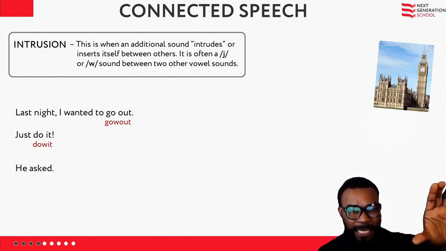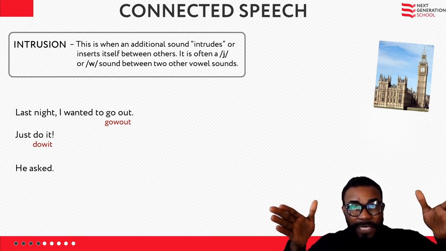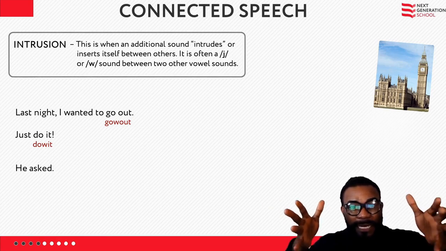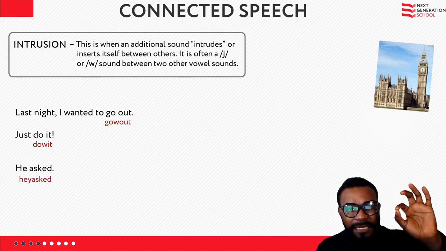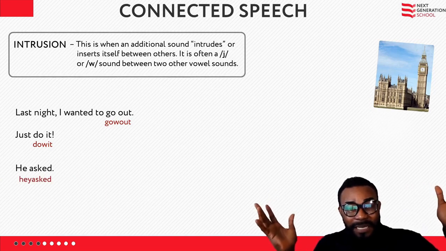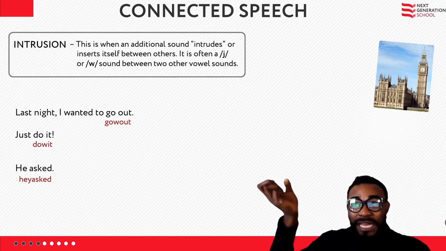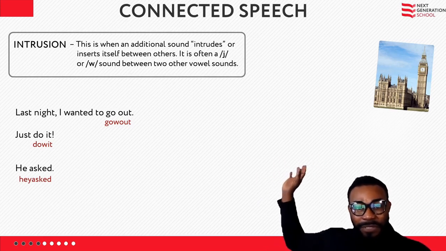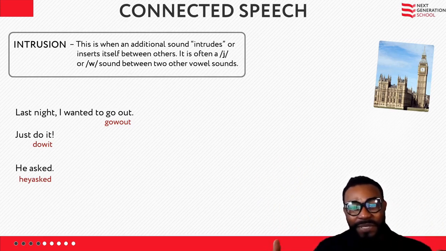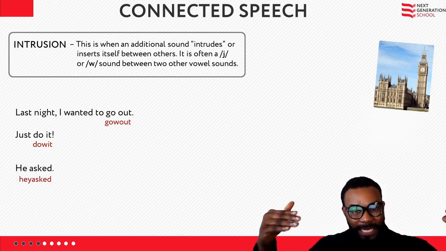We have "he" and "asked." But then if I read, I say "he asked." So there is a "yeah" sound from nowhere, right? That's why it's called intrusion, because the "yeah" sound comes from somewhere else to help us connect these two sounds. "He asked."